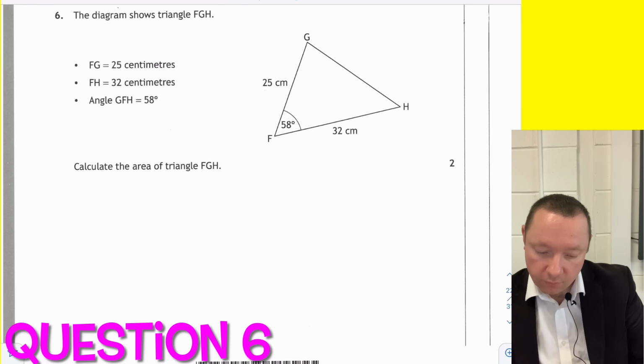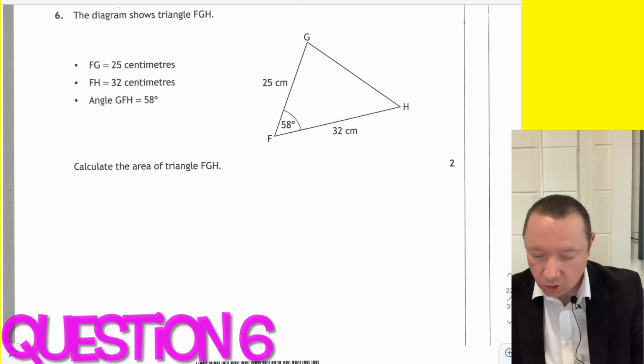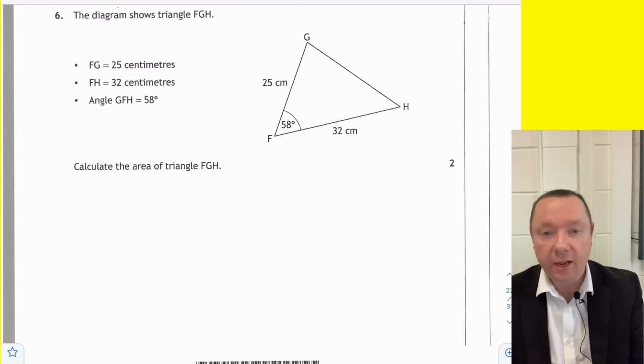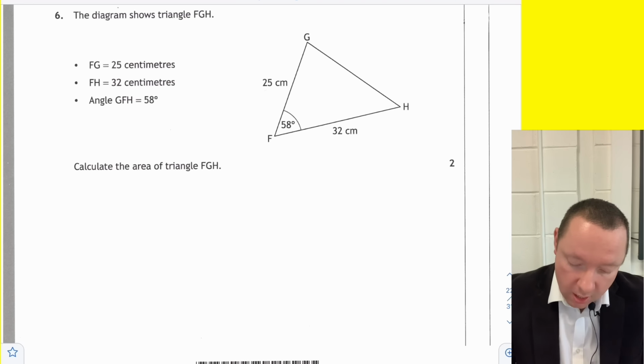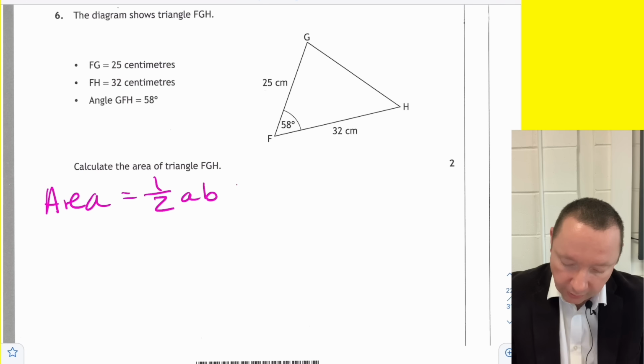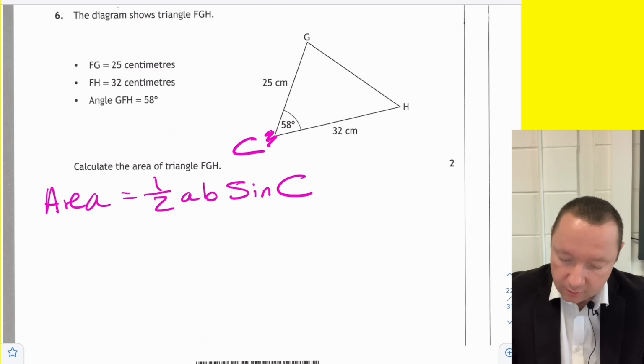Question 6. The diagram shows a triangle. It gives us two lengths, 25 and 32, and an angle in between, 58 degrees. Calculate the area. So we need the area of a triangle. Go to the start of the exam paper, and it tells us the area equals a half AB sine C. So C is our angle. So let's just cross that out and call that C. And in between is our A and B. It doesn't matter what we call it, so let's just call that A, and let's just call that B.